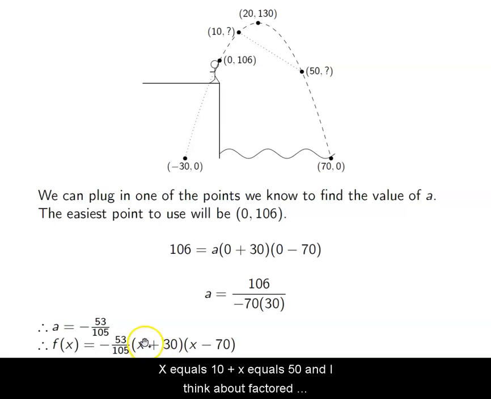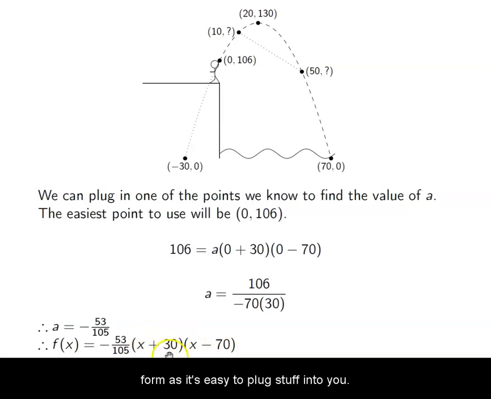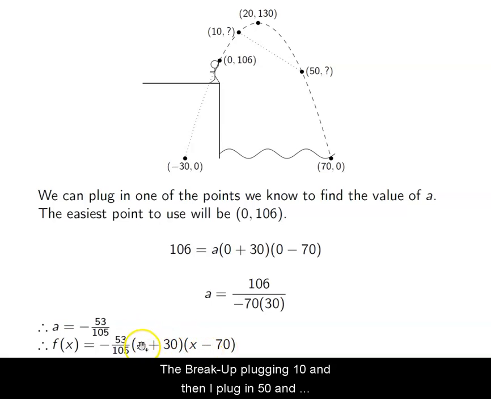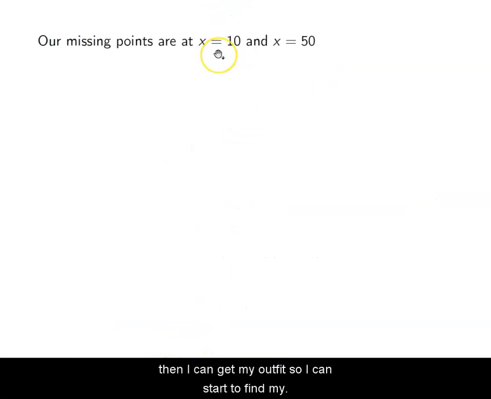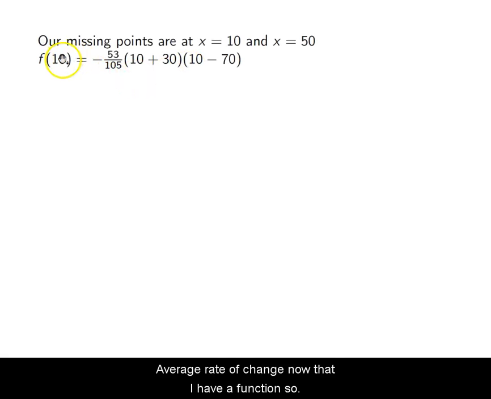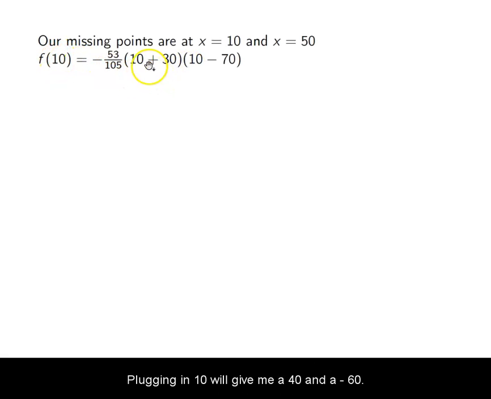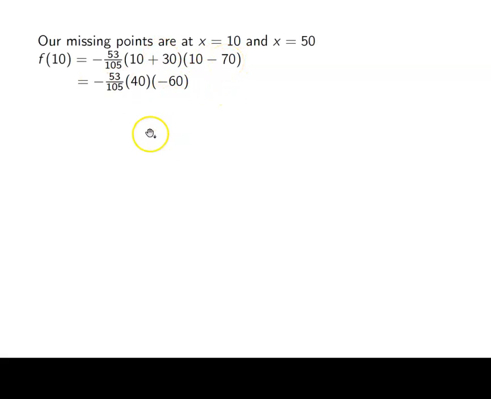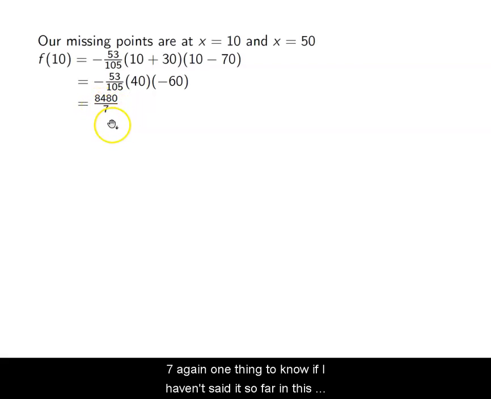The nice thing about factored form is it's easy to plug stuff into here, right? So first I'll plug in 10, and then I'll plug in 50, and then I can get my output. So I can start to find my average rate of change now that I have a function. So plugging in 10 will give me a 40 and a negative 60. Okay. Simplify those out, and I get 8480 over 7.